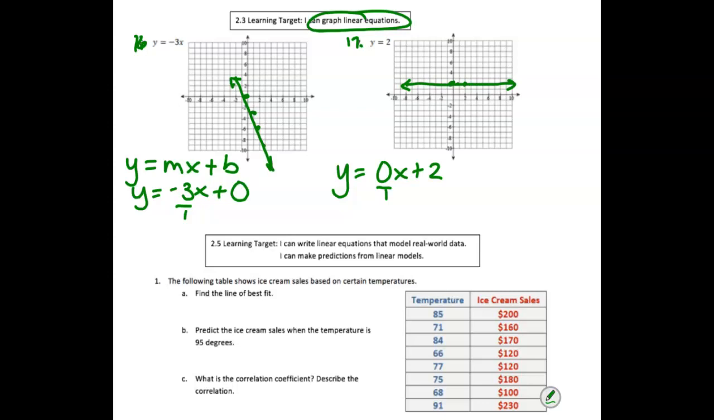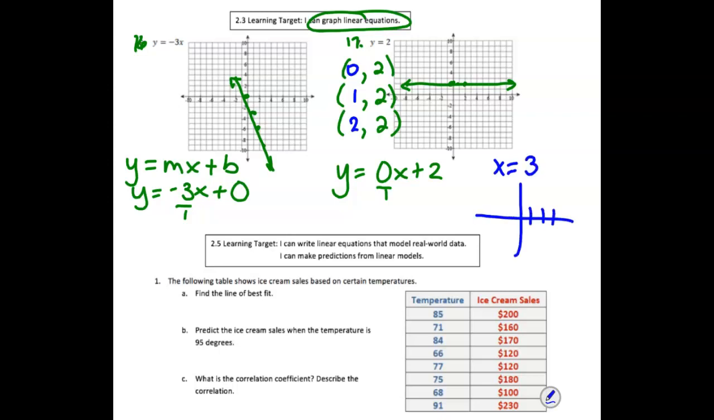value of 2. Another way to think about that is to just create several ordered pairs that all have a y-coordinate of 2. And you can make up whatever numbers you want and plot those points. You should be getting that same line. Okay? If it had been, say, x equals 3, then we're looking at a vertical line at 3.